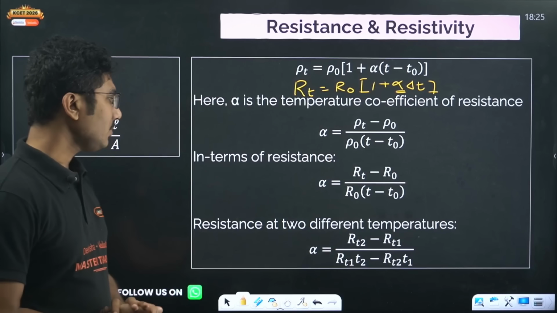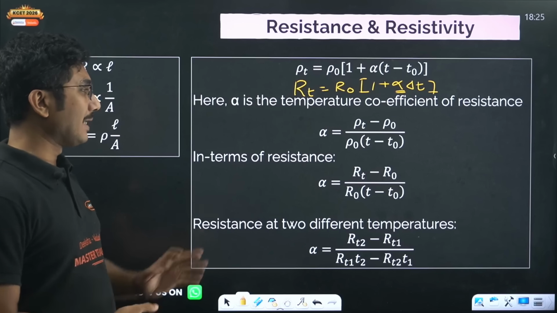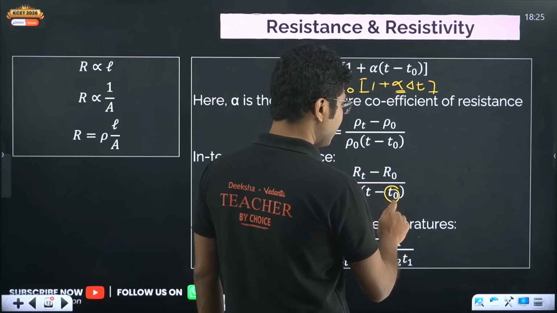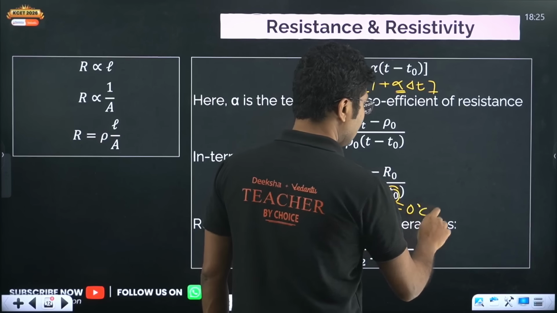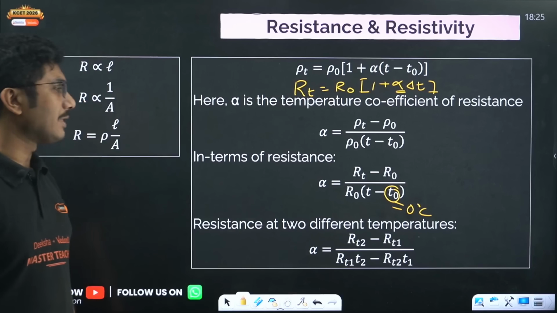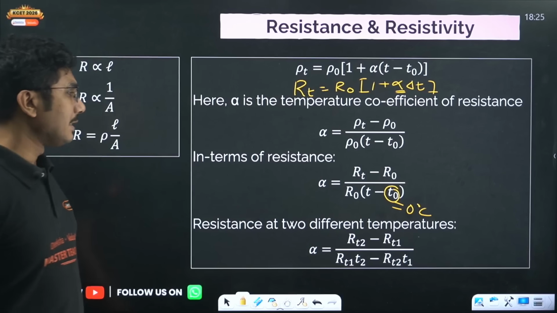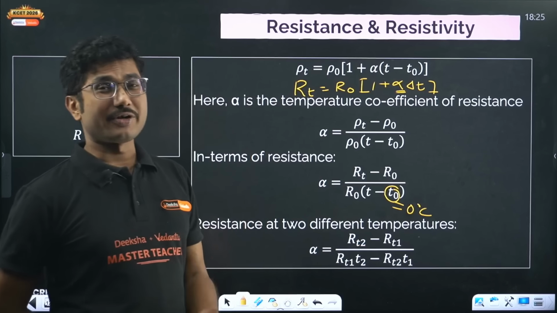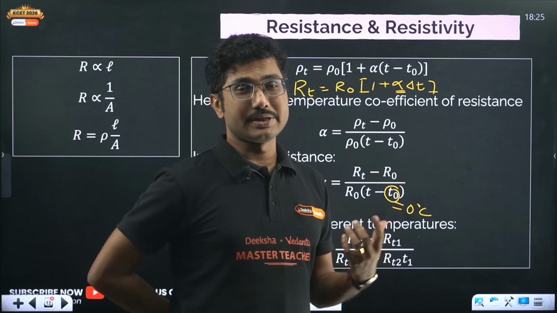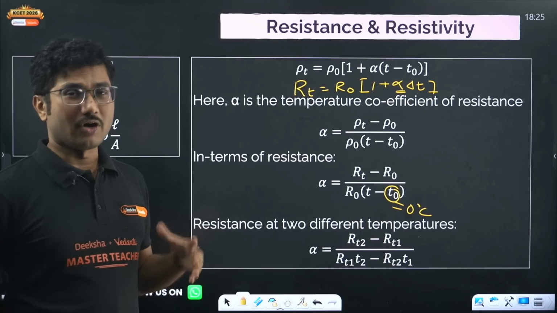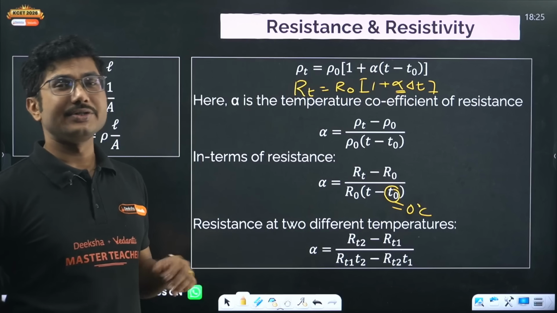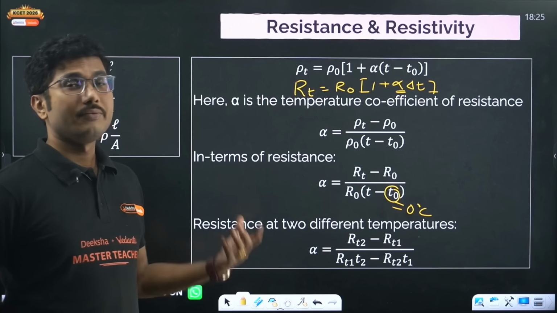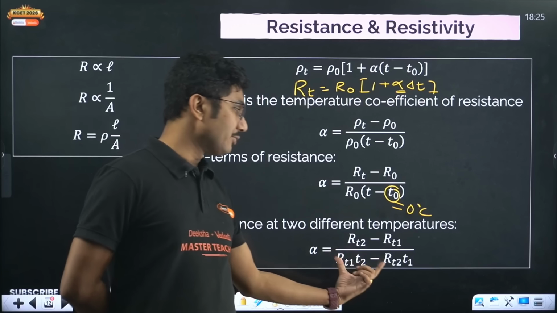This is only valid when the temperature T0 is equal to 0 degrees Celsius. So you can use this formula. But if the temperature T0 is not given, then you have to use this other formula. If the resistance is given at 40 degrees Celsius and at 50 degrees Celsius, and they ask what is the alpha, or alpha value is given, resistance at 40 degrees is given, and they are asking you what is the resistance at say 50 degrees Celsius, in that case, you have to use this formula.